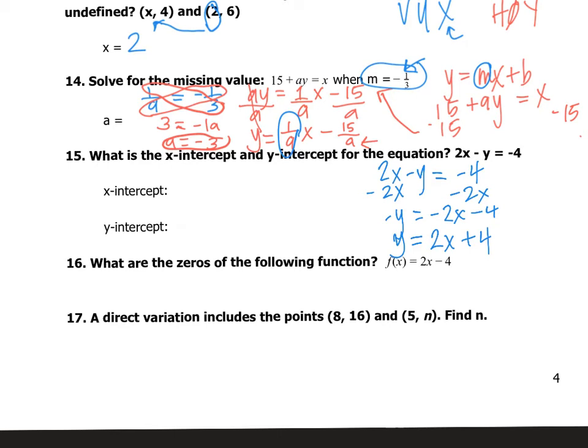Okay, to get your y-intercept, you don't really need to do anything. It's right there for you. So here it is, it's 4.